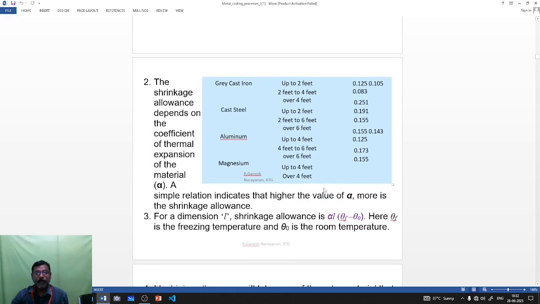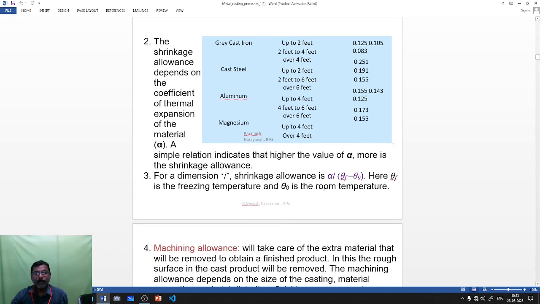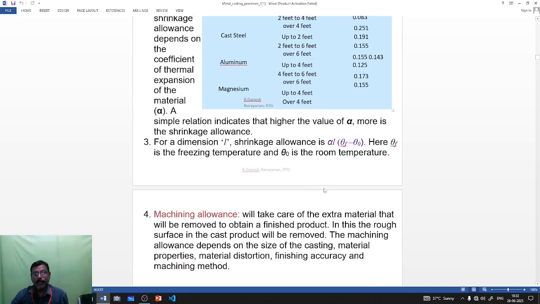Then shrinkage allowance depends on the coefficient of thermal expansion of the materials. So simple relations indicate that the higher the value of gamma, the more the shrinkage allowance for a dimension. Shrinkage allowance is between the freezing temperature and the room temperature.